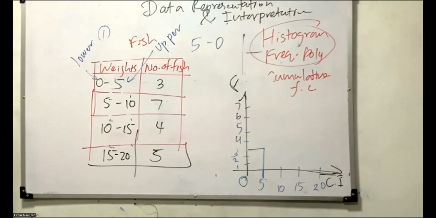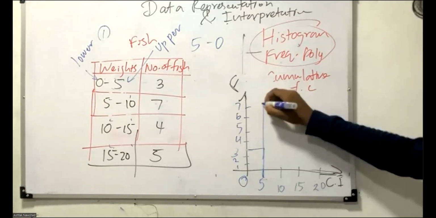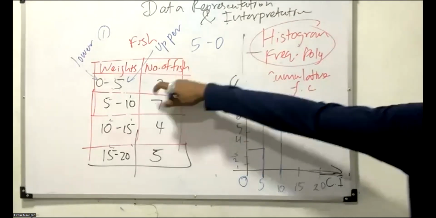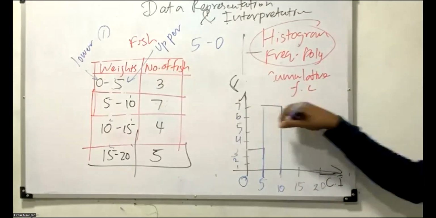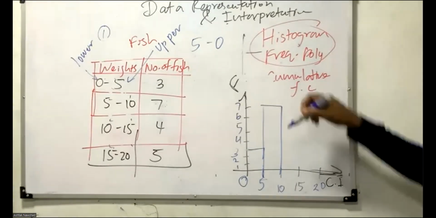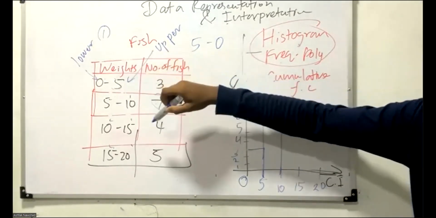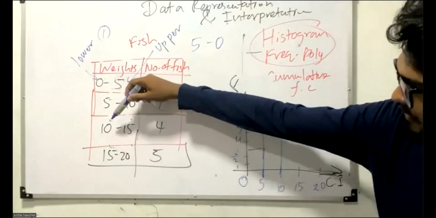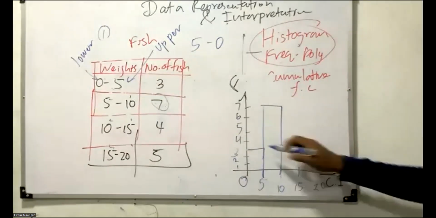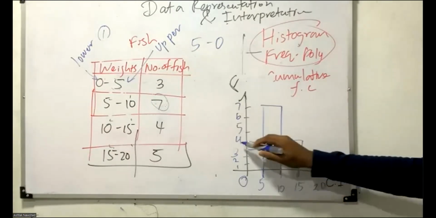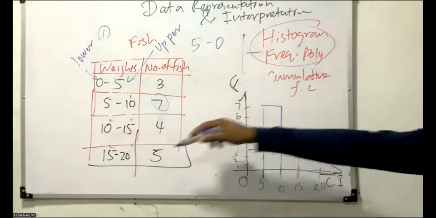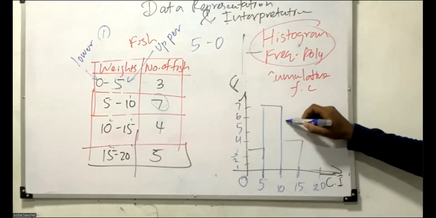Between 5 to 10, there's 7 fish, right? You can clearly see the table here. You see the table and then you mark it. Between 5 to 10, there's 7 fish. And between 10 to 15, there's 4. So this is 4, right? It's 4. And 15 to 20, that's 5.